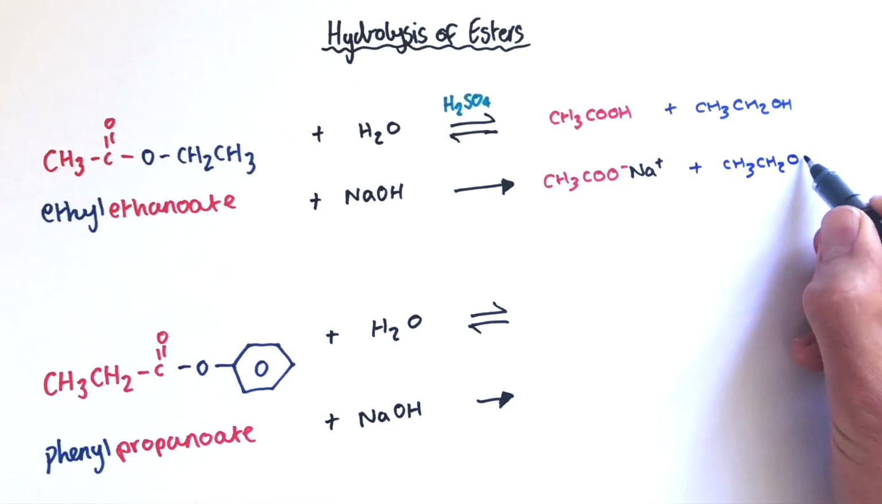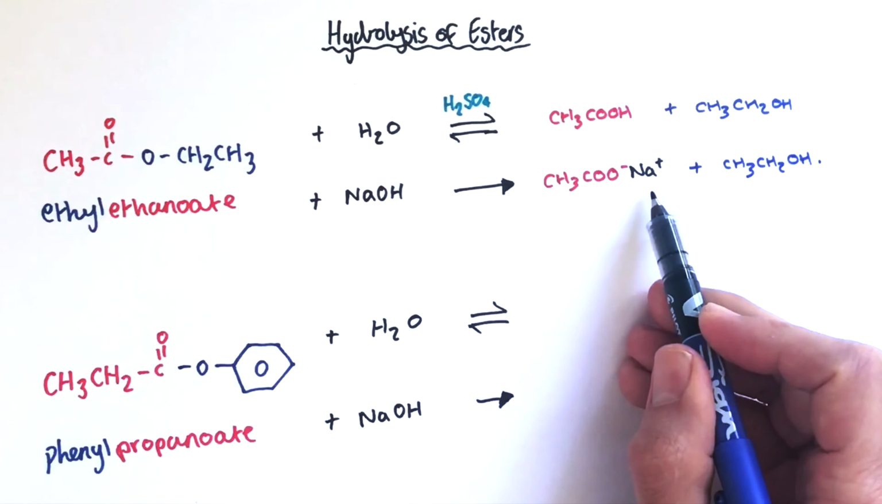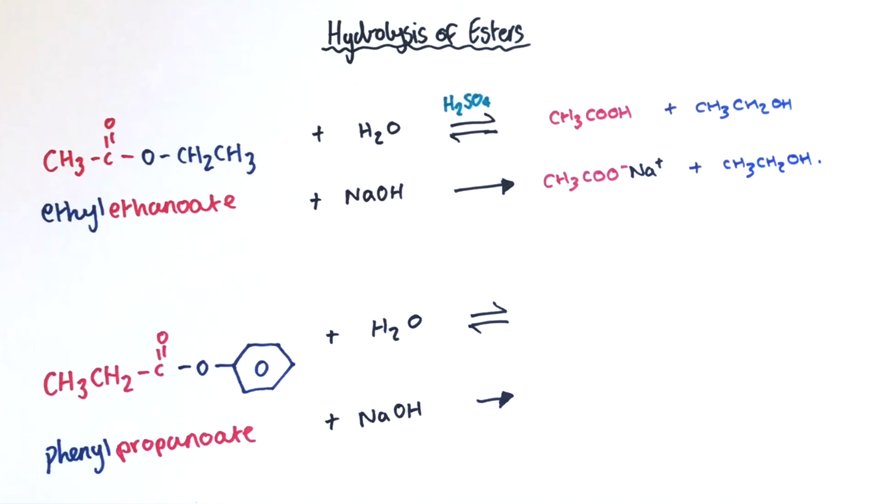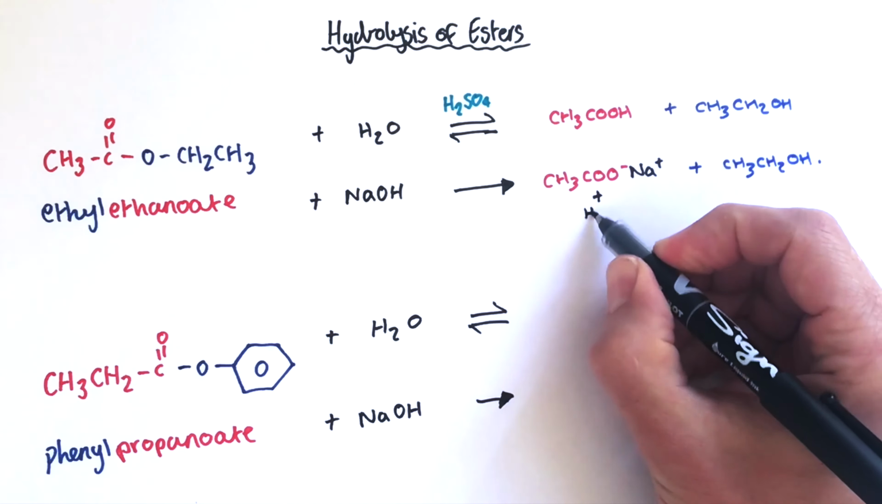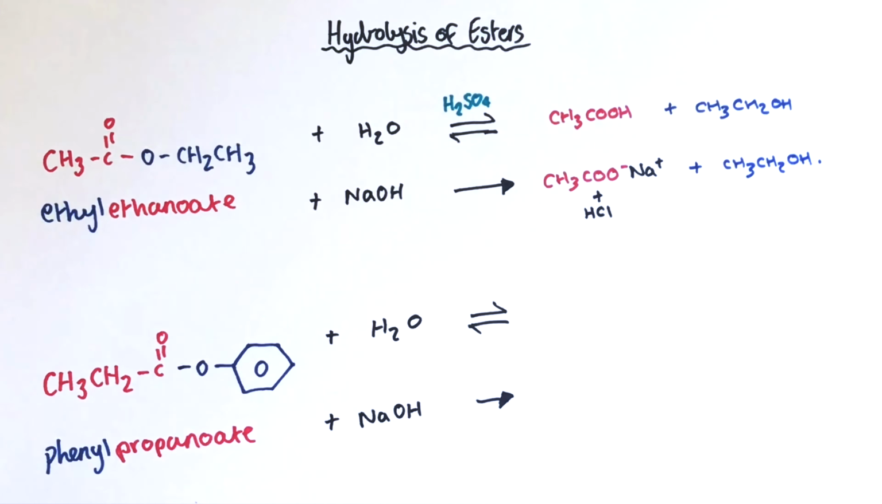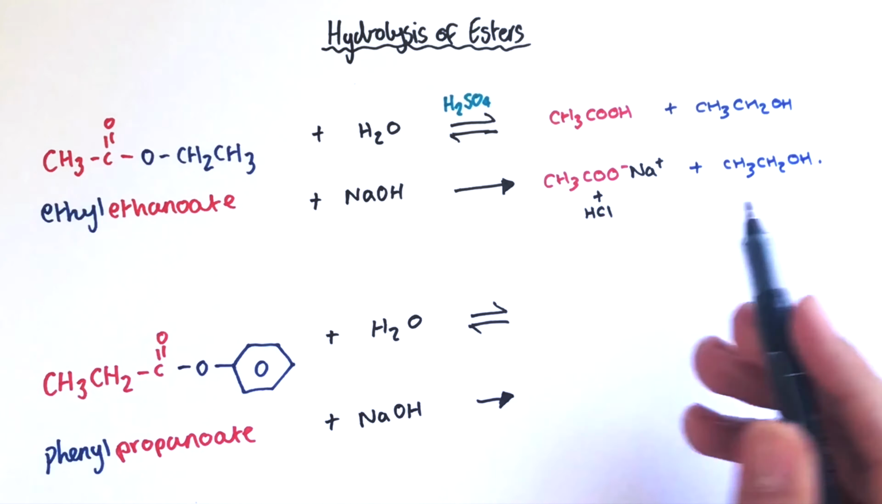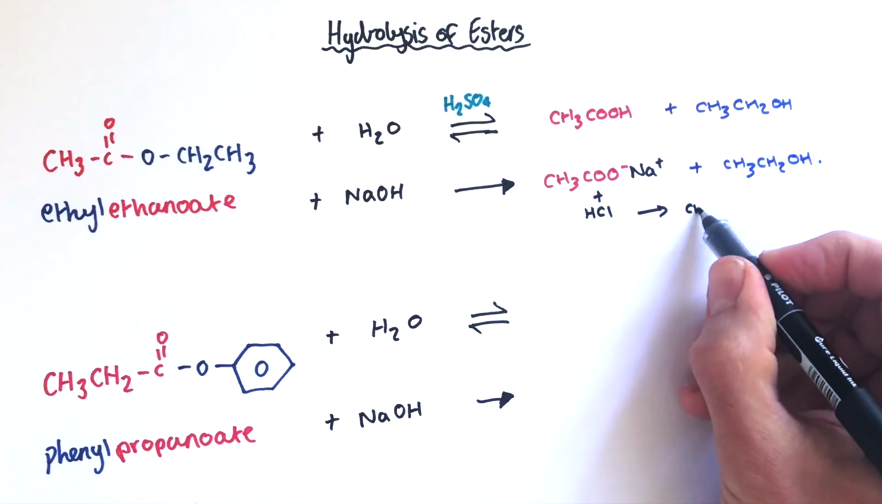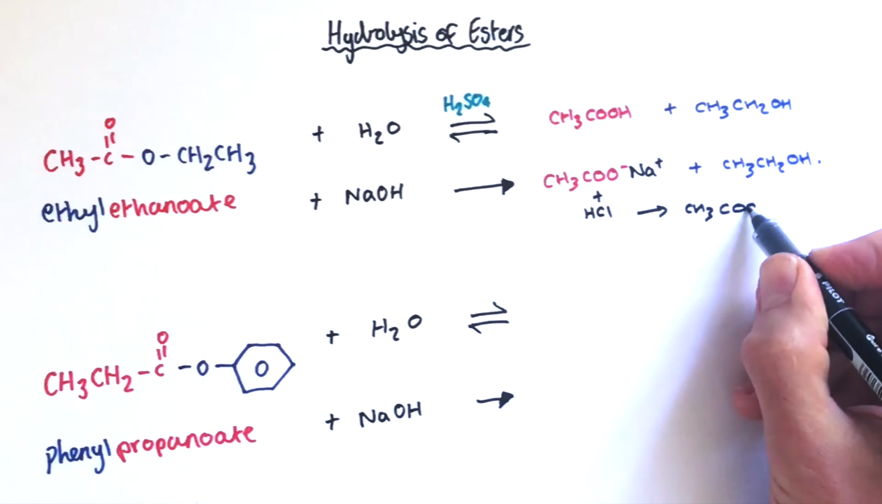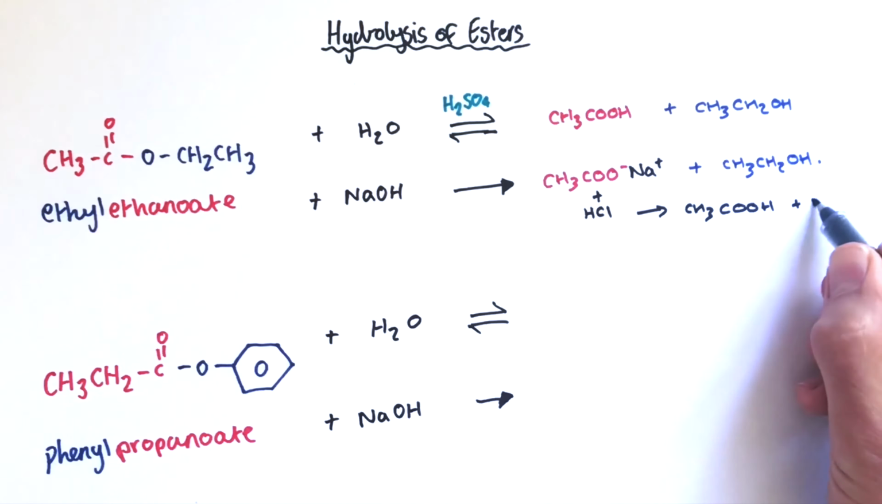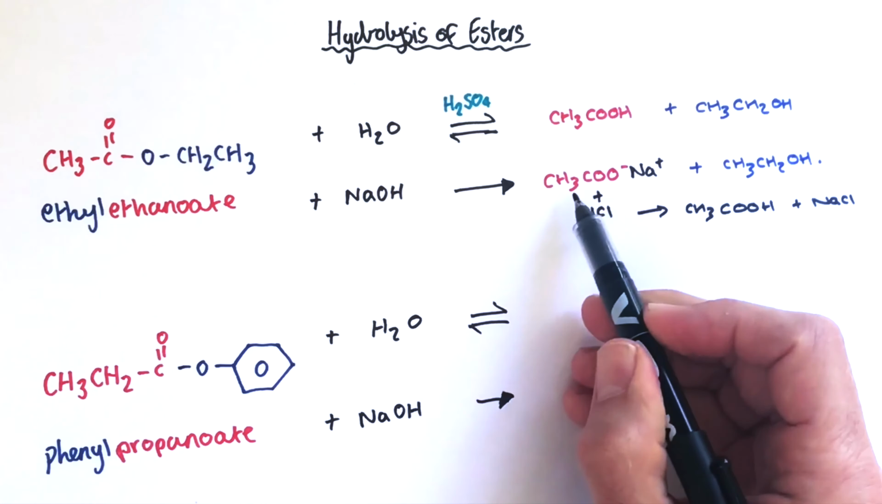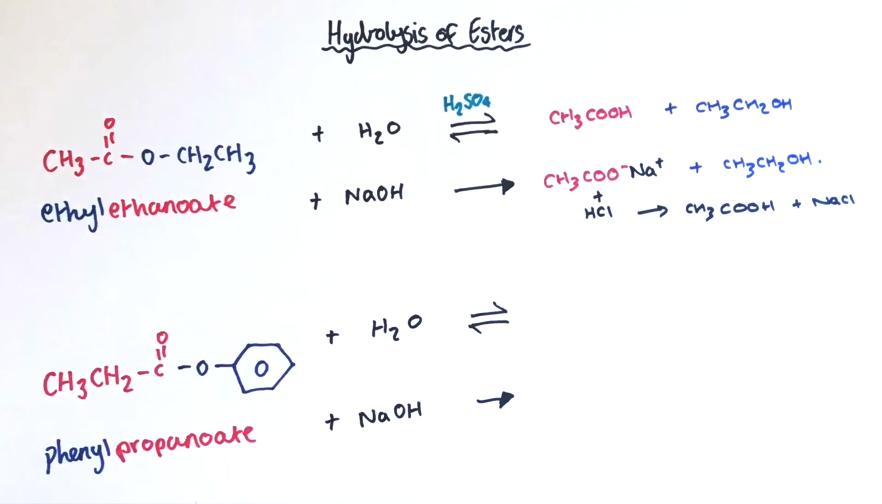So if our desired product here was the carboxylic acid, what we'd need to do is add some acid to this. You'd add a concentrated strong acid, like hydrochloric acid, to drive this reaction forward. And as a result, you'd end up producing the carboxylic acid again and a salt as our reaction.